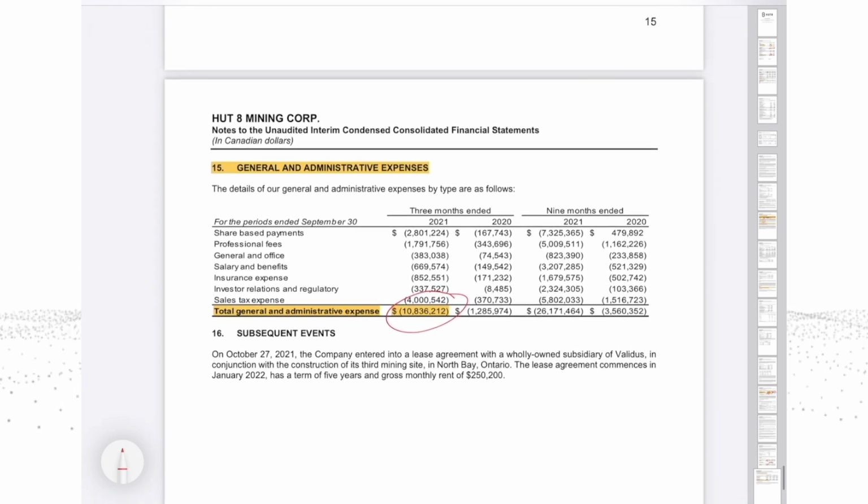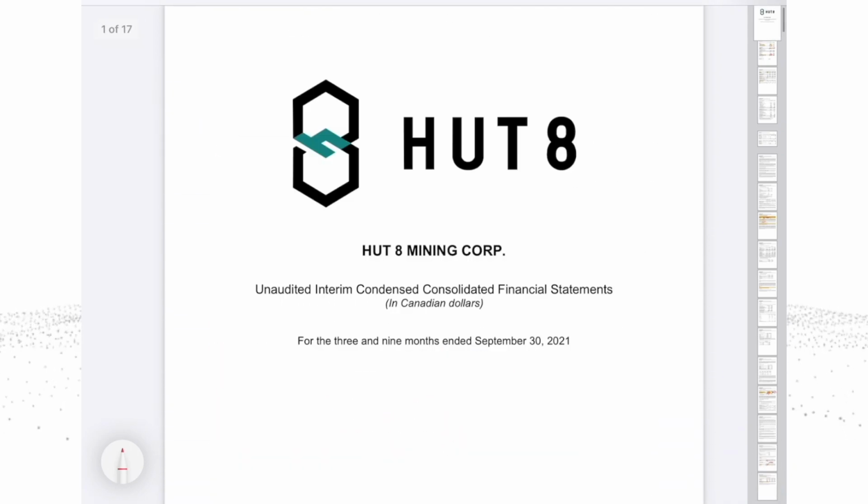Let's see if I can get it to open. Figures I can't get it to open. Let's see here.